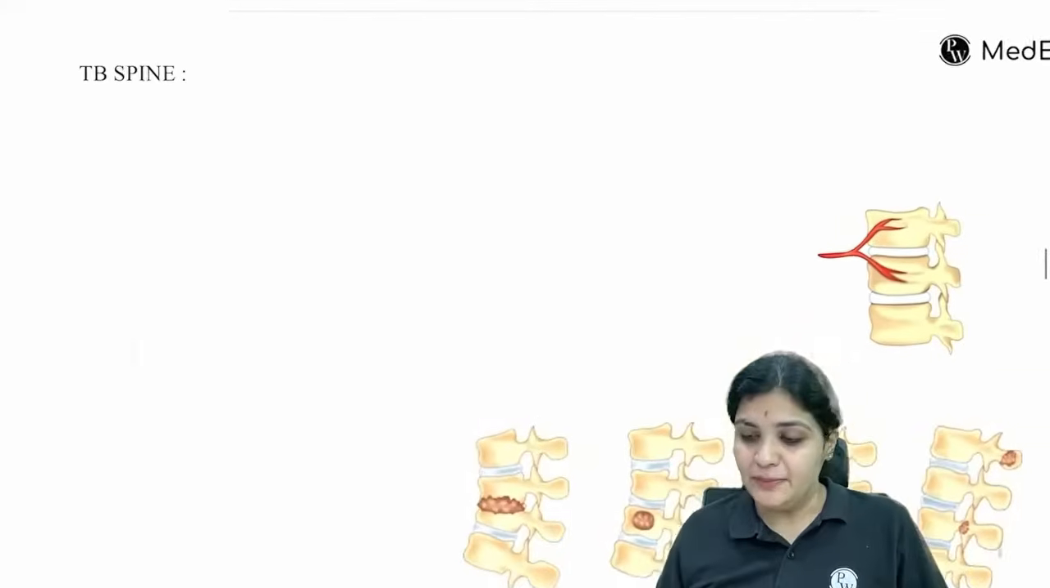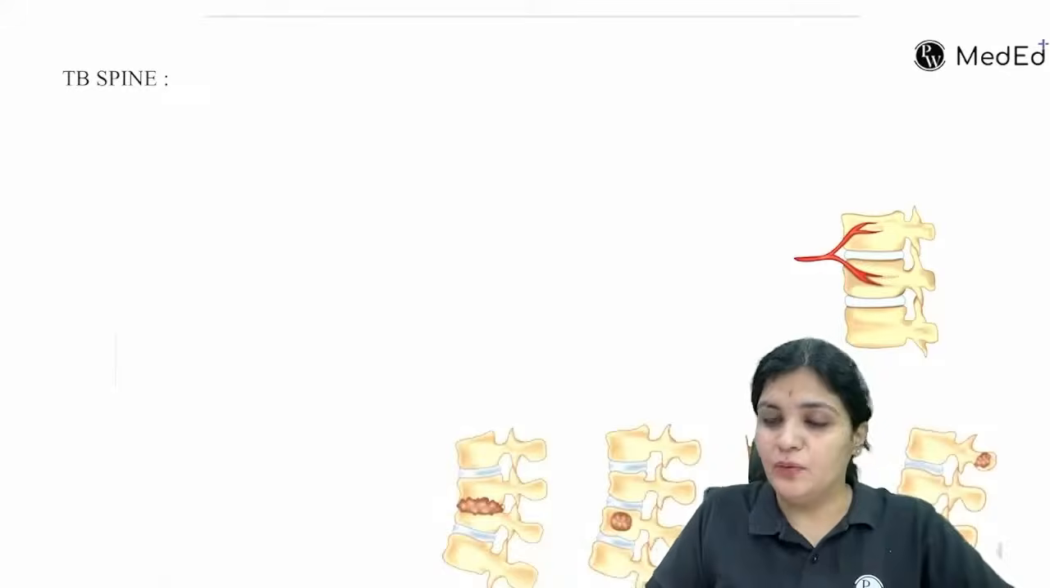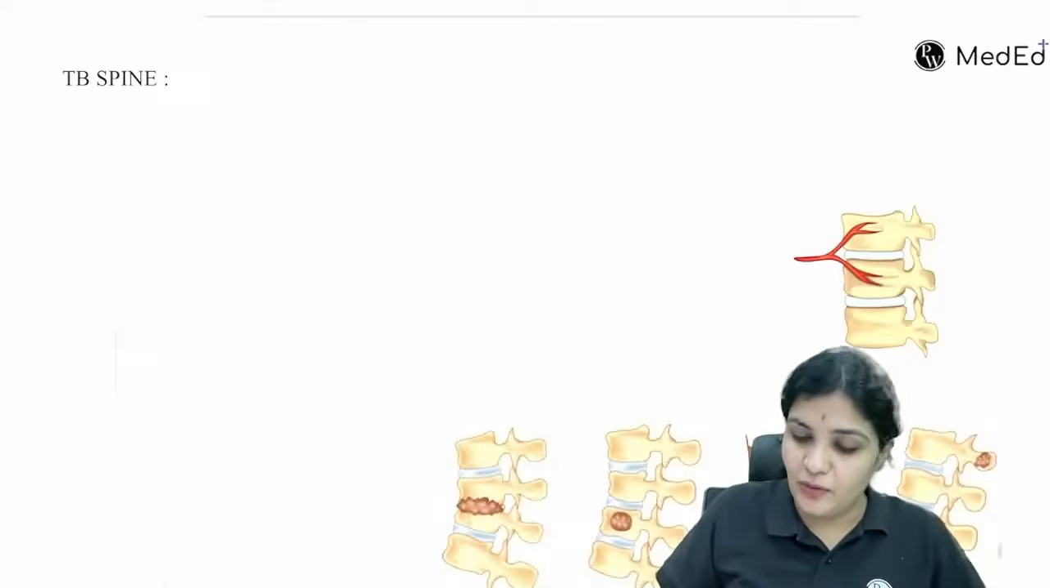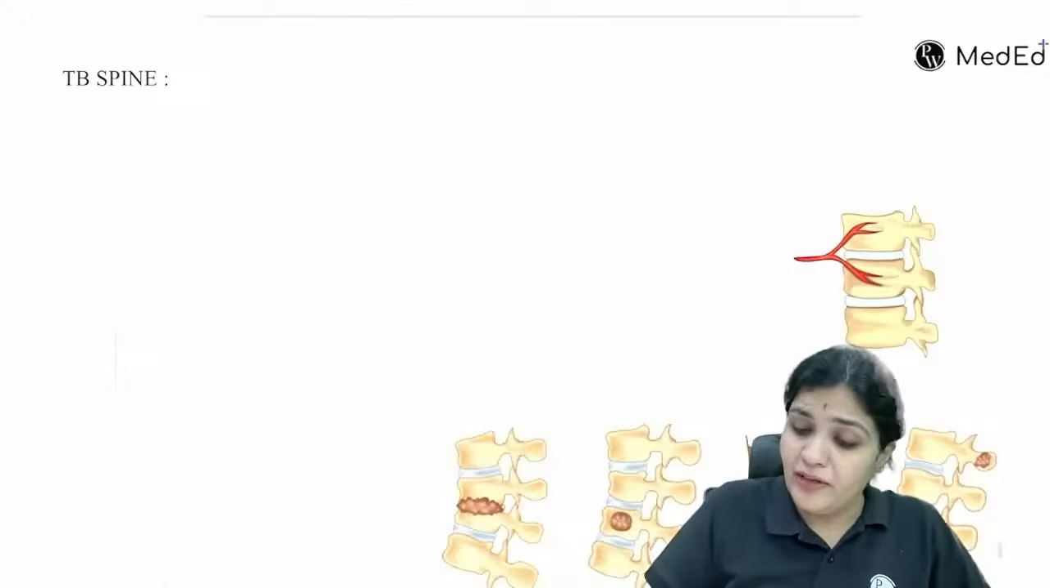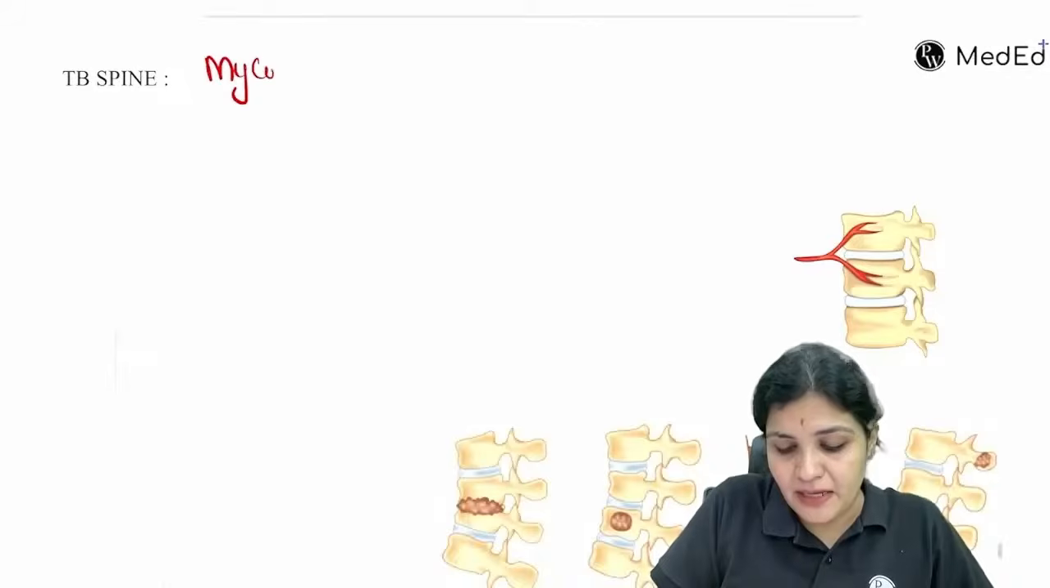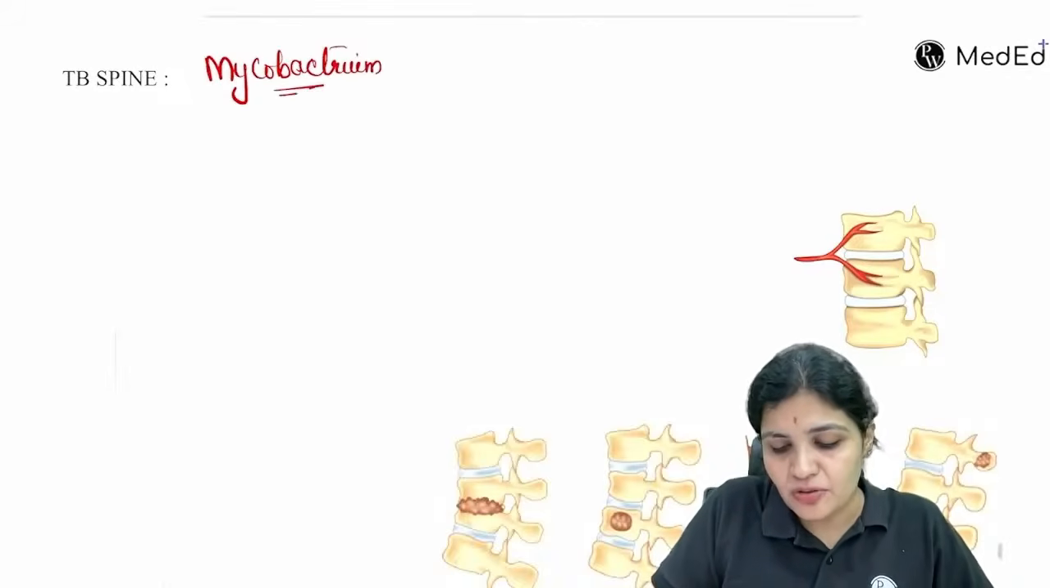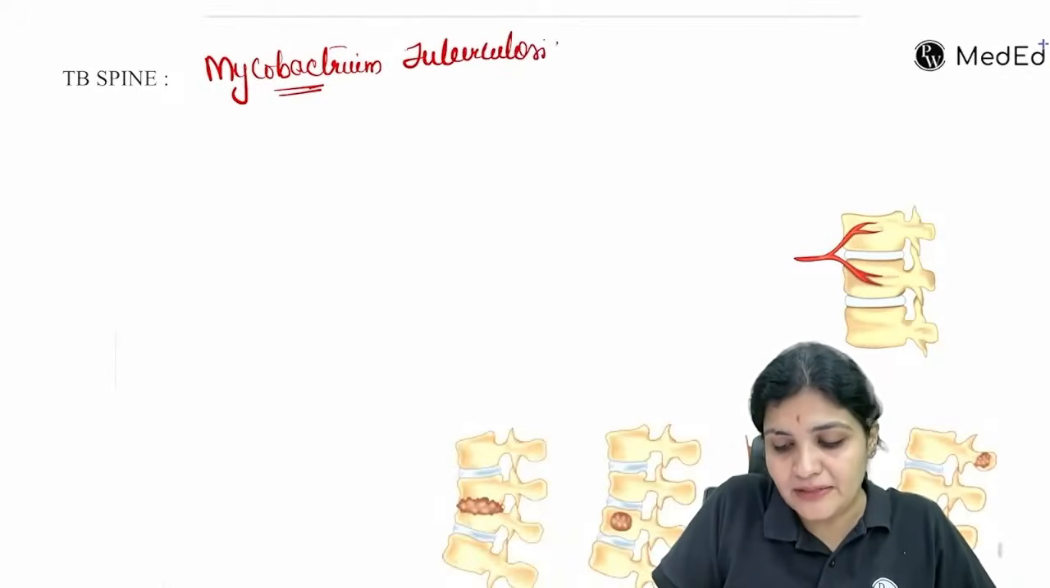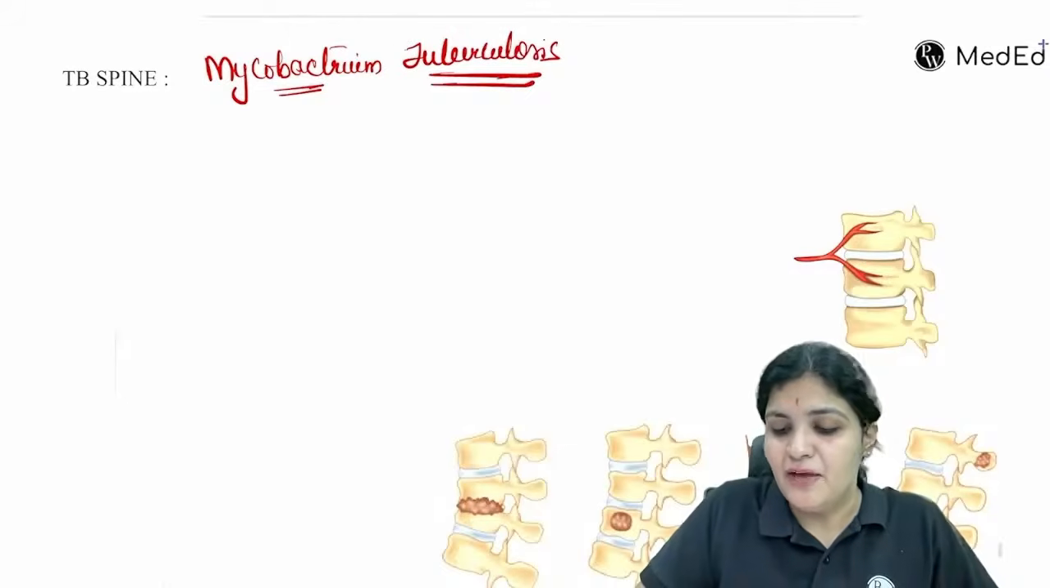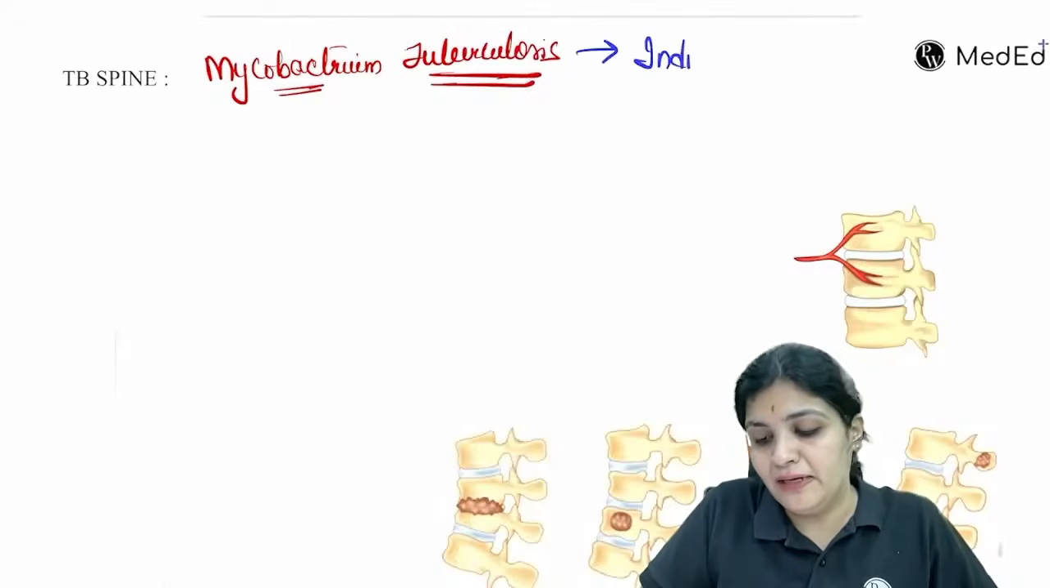Then coming to TB spine. Once we are done with the limb, we are going to another very, very important bacteria, which has been our enemy, making us spend a lot of money on its research. That important bacteria is Mycobacterium tuberculosis, which is very, very common in a country like ours, right?